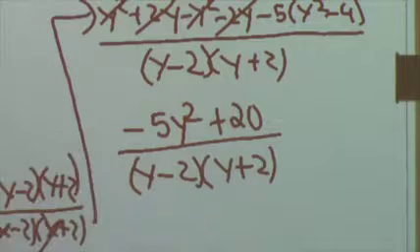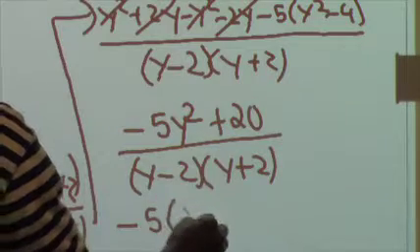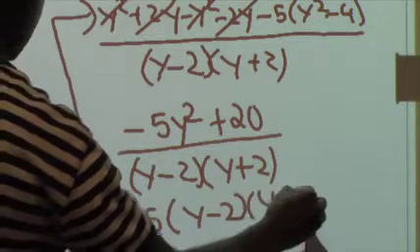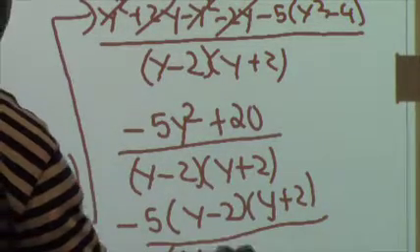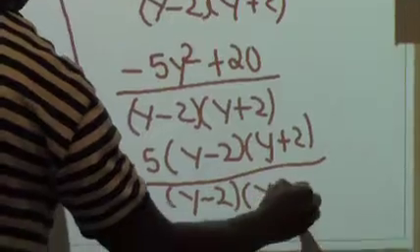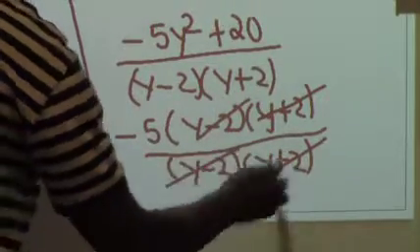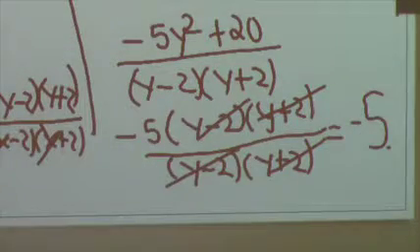Now another interesting thing is that I could have just kept my negative 5 out, and let me do that, and then factor that as y minus 2 times y plus 2 over y minus 2 times y plus 2. And what do you see? Cancel. So my answer is just going to be negative 5. Okay, let's try another one.